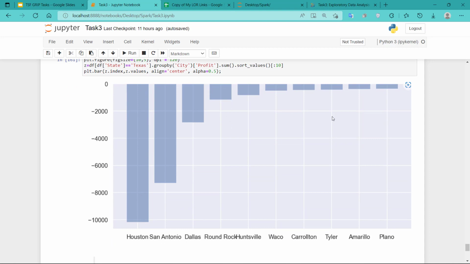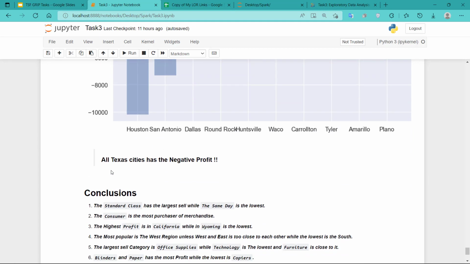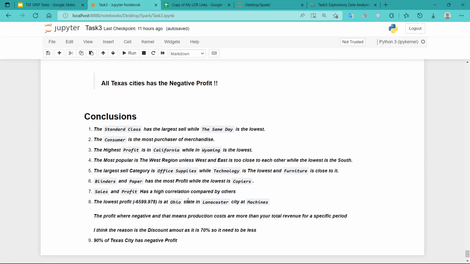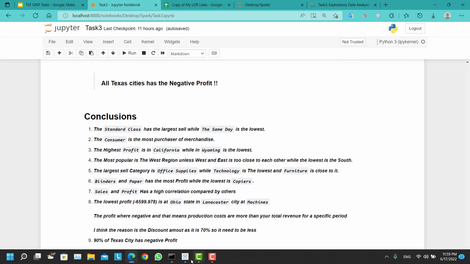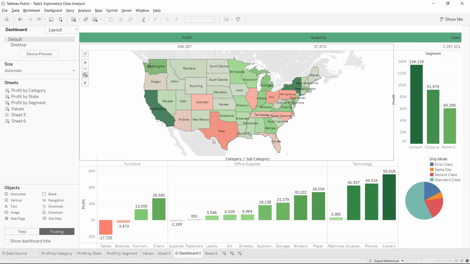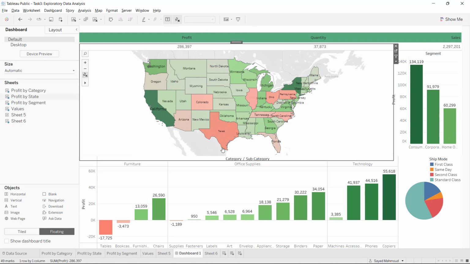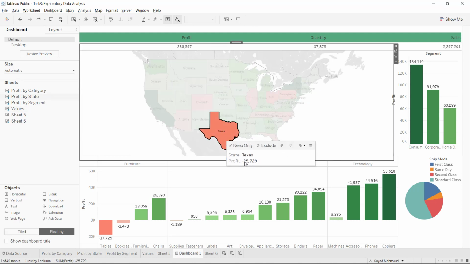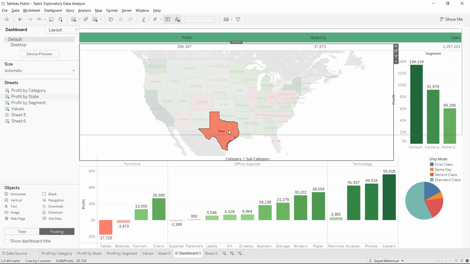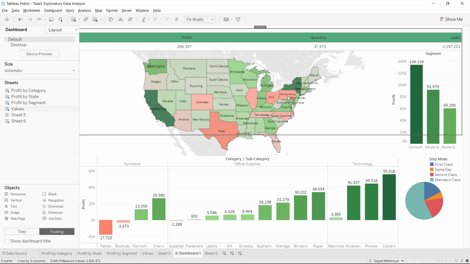Here are the first 10 lowest cities in the state of Texas. Here is the conclusion. We have made a dashboard with Tableau. Here Texas has lost negative 25,000, and Pennsylvania was the next to it.